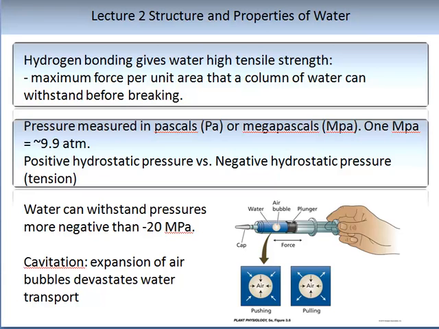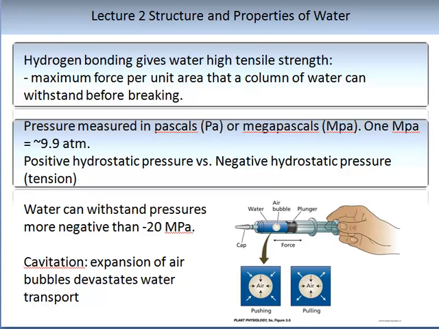Hydrogen bonding gives water high tensile strength. That means that the maximum force per unit area that a column of water can withstand before breaking is high. The pressure is measured in a unit called pascals or megapascals, and 1 megapascal equals approximately 9.9 atmospheres. Positive hydrostatic pressure versus negative hydrostatic pressure is what we call tension. Water can withstand pressures more negative than minus 20 megapascals. And this can be felt if you dive very deep in an ocean, for example.